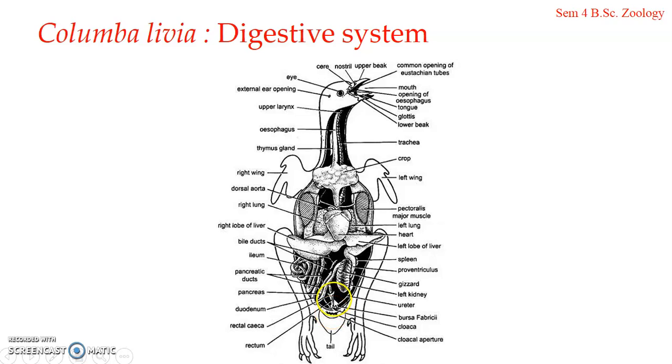The whole alimentary canal can be divided into the foregut region, which extends from mouth to the stomach, and then the midgut region and the hindgut region. The foregut is known as the stomodeum, and it extends from mouth, pharynx, esophagus, stomach. The intestinal region till this portion comes under the mesodeum, or the midgut or the mesenteron, and hindgut or the proctodeum includes the rectum and the cloacal aperture.